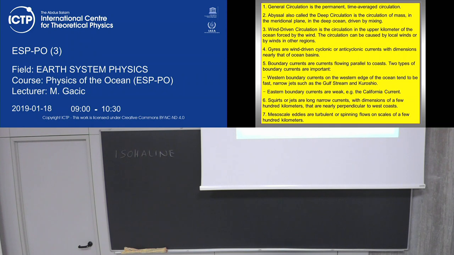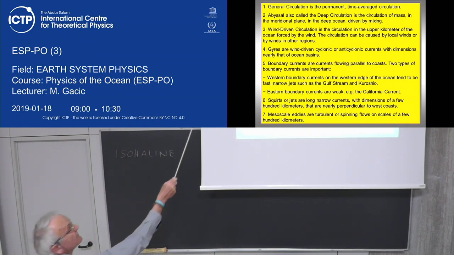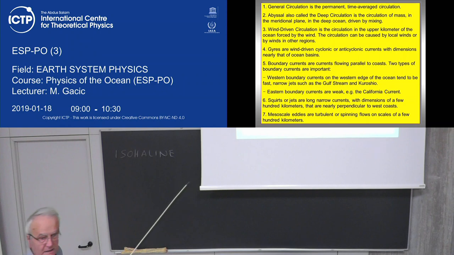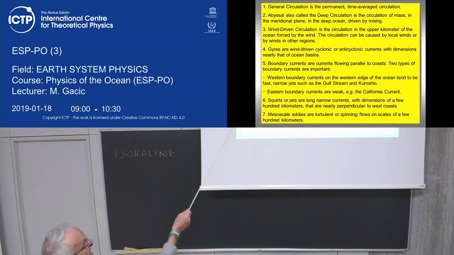What I was telling you before, this exchange of heat between equatorial and polar areas, is taken care of by these gyres, which are wind-driven cyclonic or anti-cyclonic. But the general circulation is, on the other hand, also responsible for this redistribution of heat between north polar and equatorial areas. Then we have boundary currents, which are currents parallel to the coast and near the coast. And these boundary currents make part of these gyres.